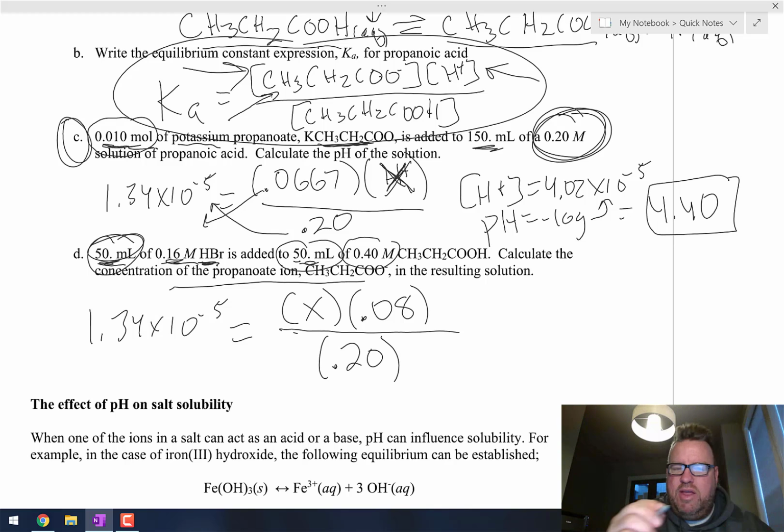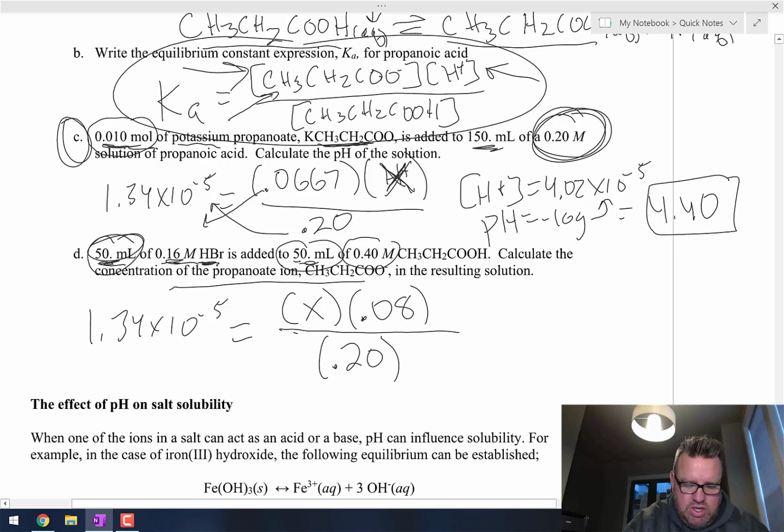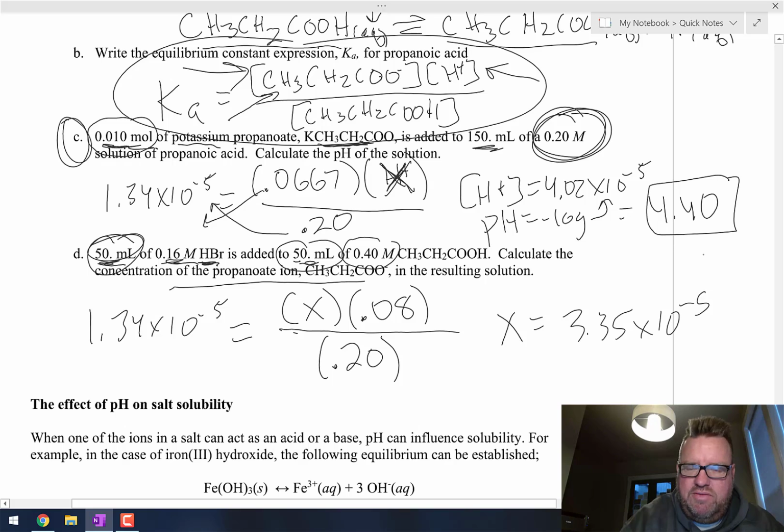But in D, because you had 50 milliliters and 50 milliliters and you put them together, you've now got 100 milliliters of solution. Okay, so 1.34 times 10 to the minus fifth again, times 0.20 divided by 0.08 is X, which is equal to the concentration of the propanoate ion is 3.35 times 10 to the minus fifth.